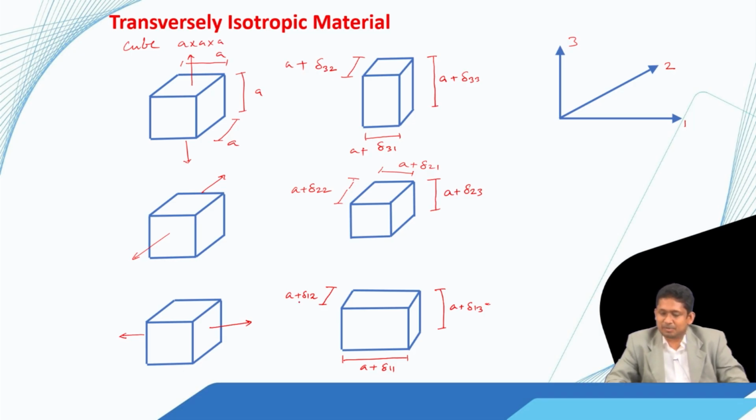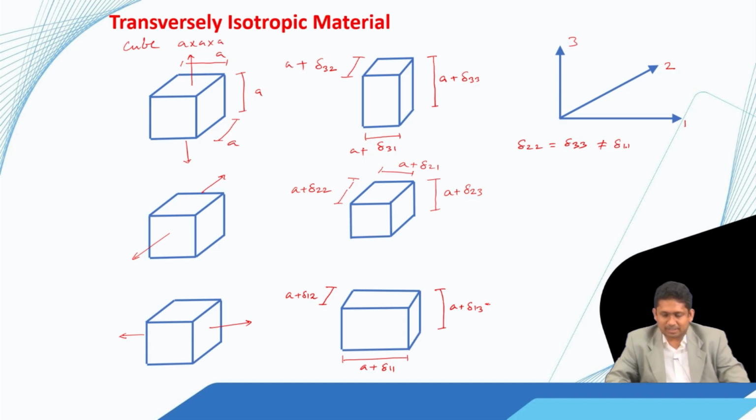Now, since the plane 2-3 is the plane of isotropy, that means the effect of loading along direction 2 on direction 2 should be the same as the effect of loading along direction 3 on direction 3. Which means delta 22 is equal to delta 33. However, direction 1 does not lie in the plane of isotropy. So, the effect of loading along direction 1 on direction 1 is not going to be the same. So, this is not equal to delta 11.